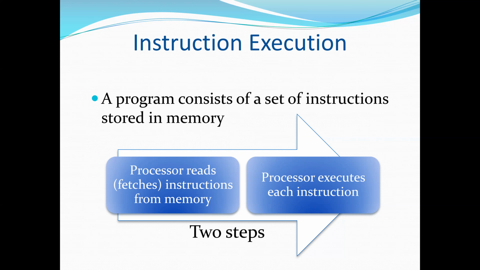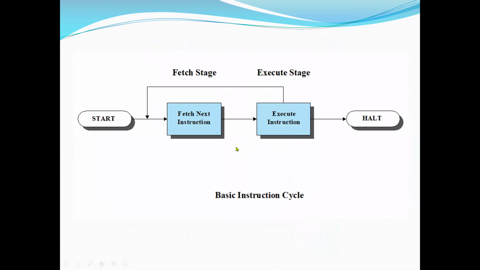So program execution consists of repeating the process of instruction fetch and then instruction execution. Instruction execution may involve several operations and also depends on the nature of the instruction. So this is a diagram to give us the idea.